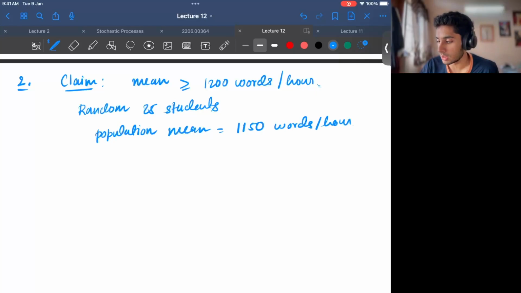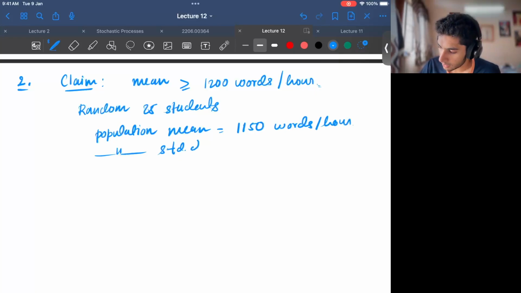So someone wanted to verify if the average typing speed is 1200 per hour or not. What they do is they randomly choose 25 students and they see that their average typing speed is 1150 words per hour. Okay, and what else do they see? They also see the standard deviation, which is equal to 80 words.